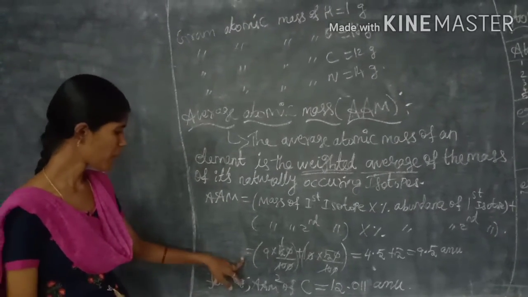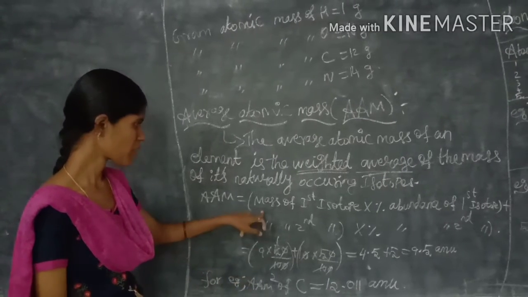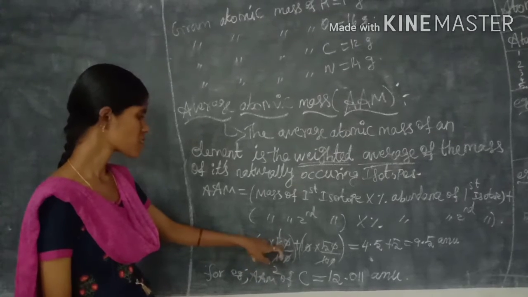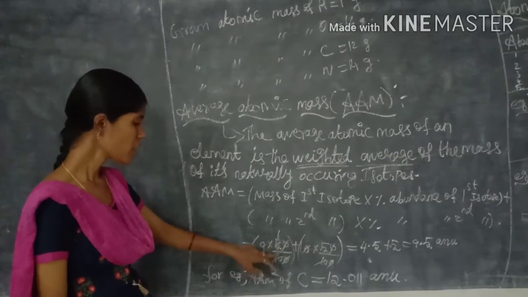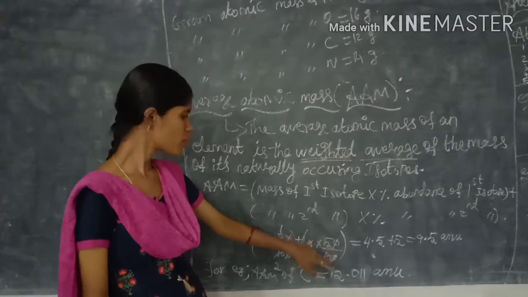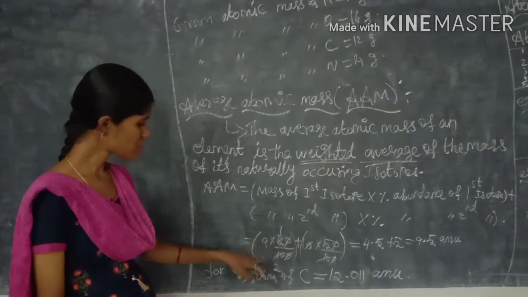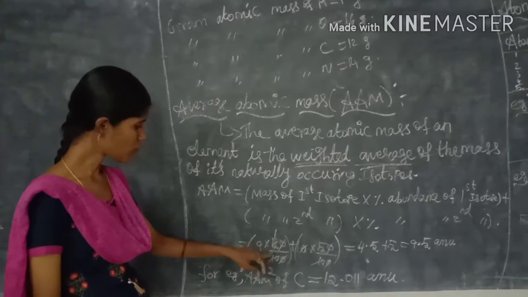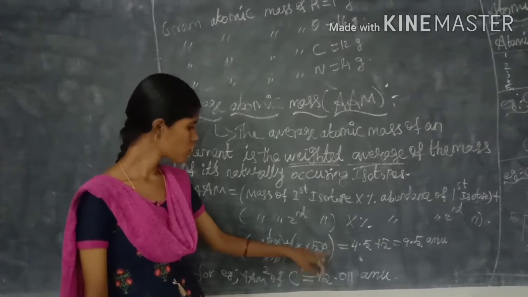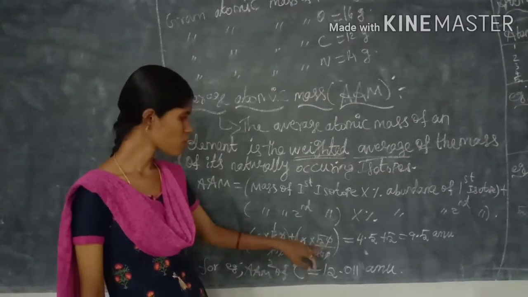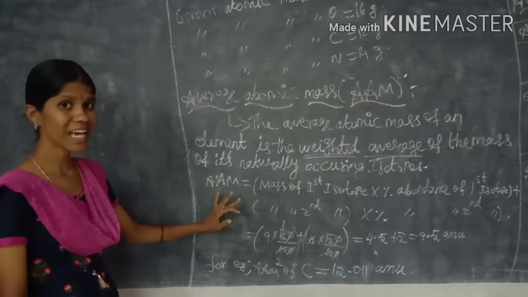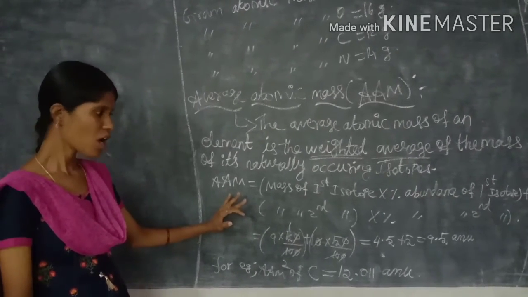For example, the mass of the first isotope is 9 and the percentage abundance is 50. To calculate the percentage, we divide by 100. The second is 10 into 50 by 100. The zeros get cancelled, 5 1s are 5, 2 5s are 10. So 9 by 2 is 4.5, and 10 by 2 is 5, so 4.5 plus 5 is equal to 9.5. This is expressed in AMU, which means atomic mass unit.